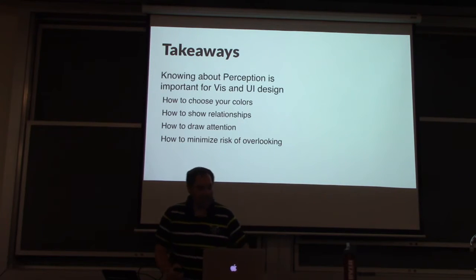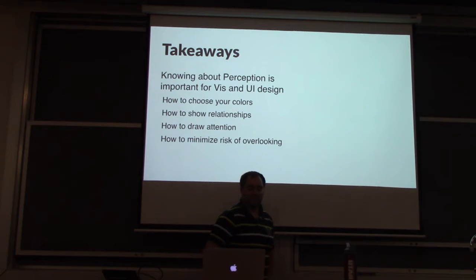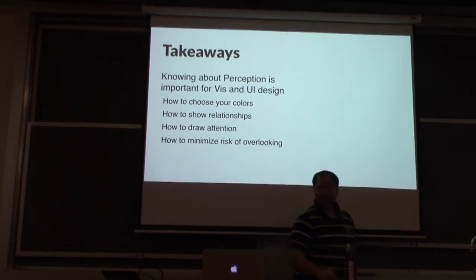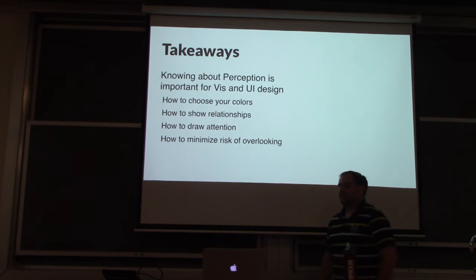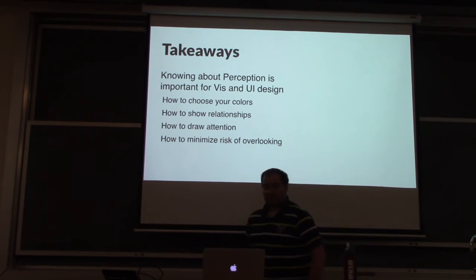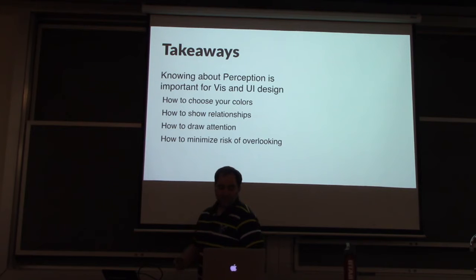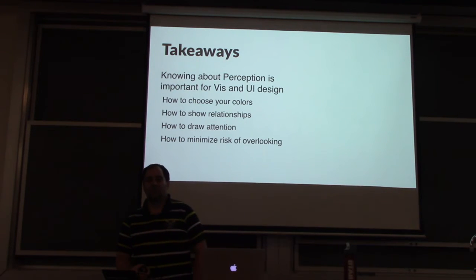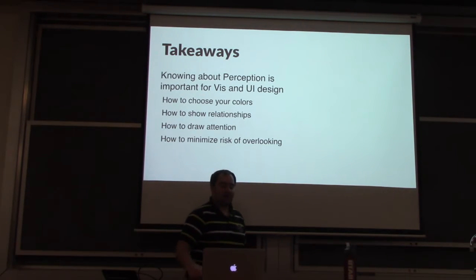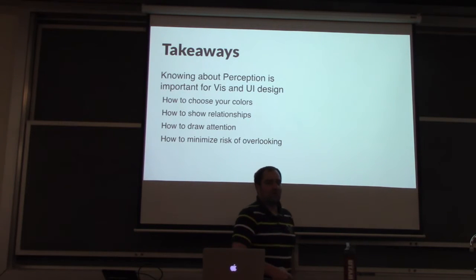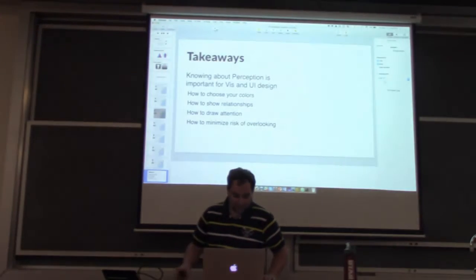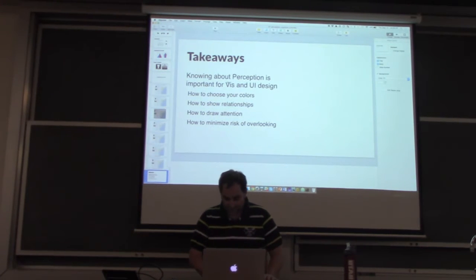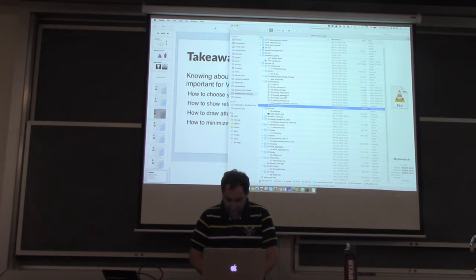So the takeaway from this perception lecture is that knowing about perception is really important for visualization, but it's also important for user interface design in general. How do you choose your colors? How do you show relationships? How do you draw attention to something that you want your user to pay attention to? And how do you minimize the risk of your user overlooking something that you consider to be important? Good. So that was the perception lecture. Now we have time to go into the data lecture.